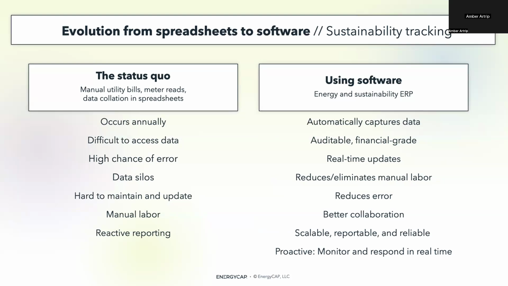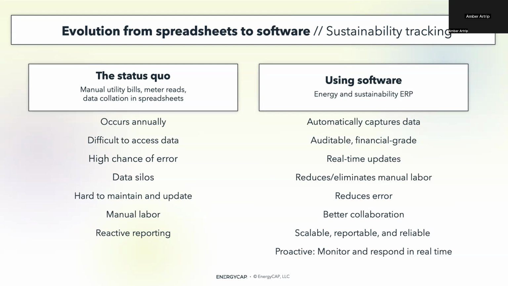So what's the status quo, and what a lot of people have been doing is manually taking utility bills, meter reads, data collection across all 15 scope categories, and pulling that information together in spreadsheets and applying emissions calculations to that data. Oftentimes it happens annually. Why? Because we report annually, so that makes sense.